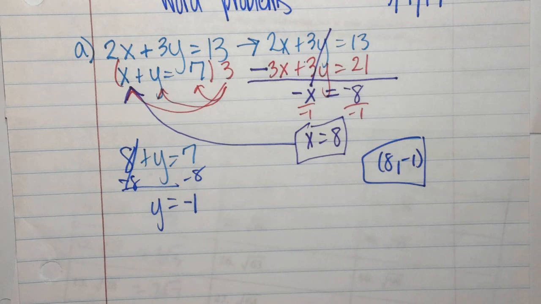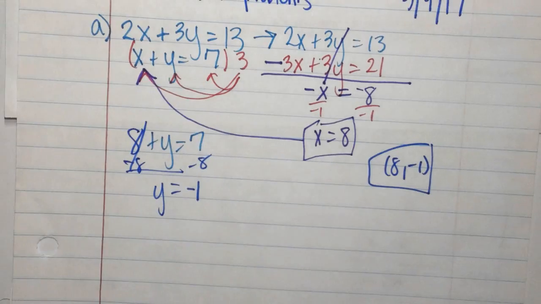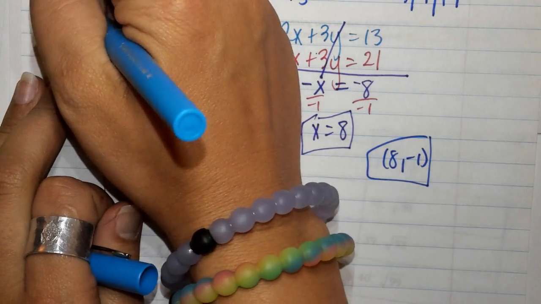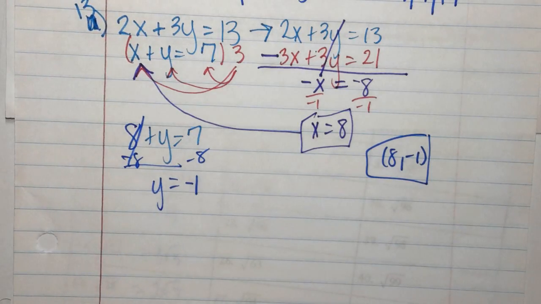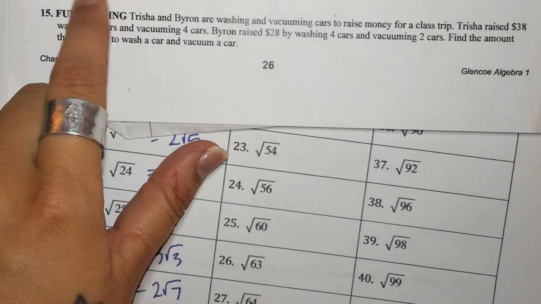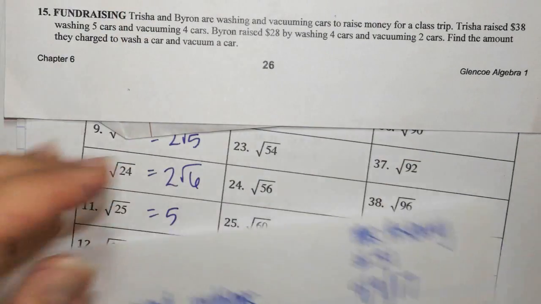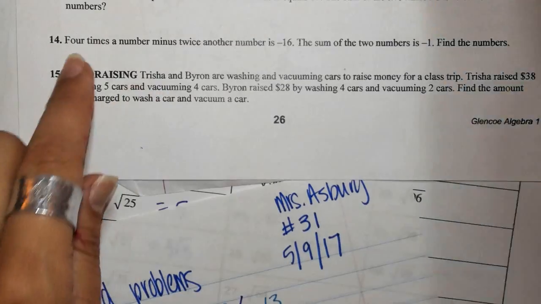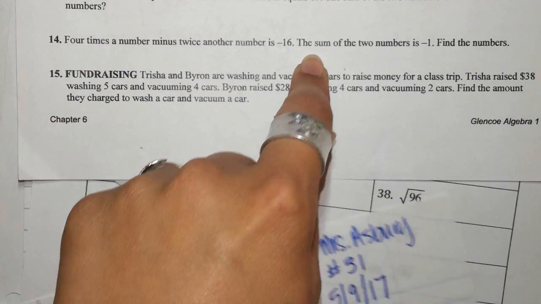Does anybody have any questions? And this is 13. Negative 1. And the answer is 8. All right, I want you to try 14 without me. 14, right here. I want you to try it without me.